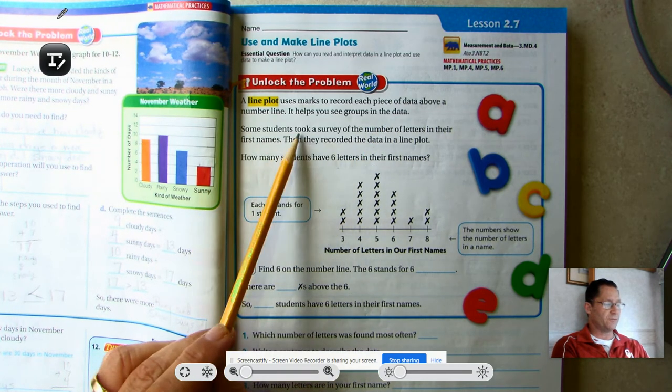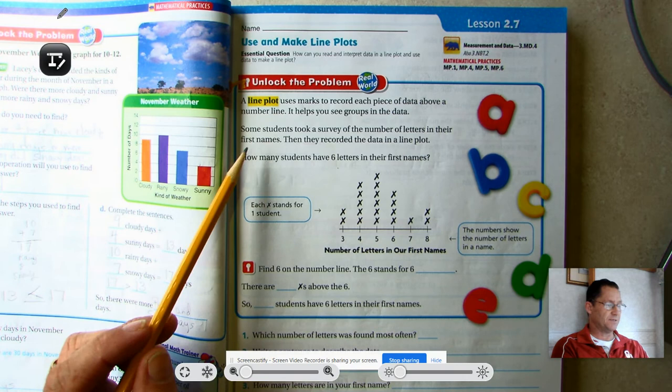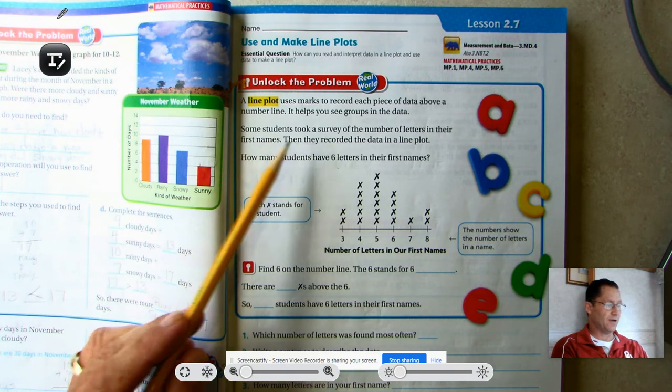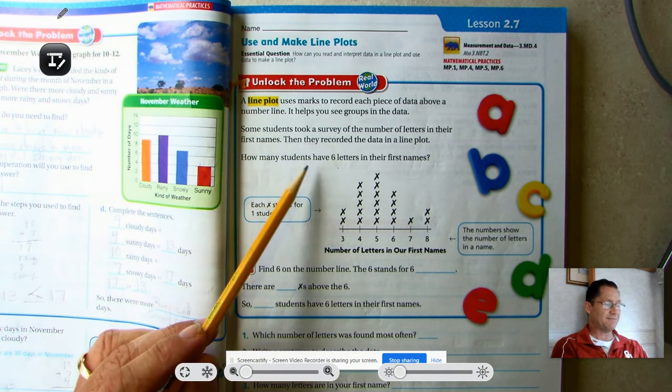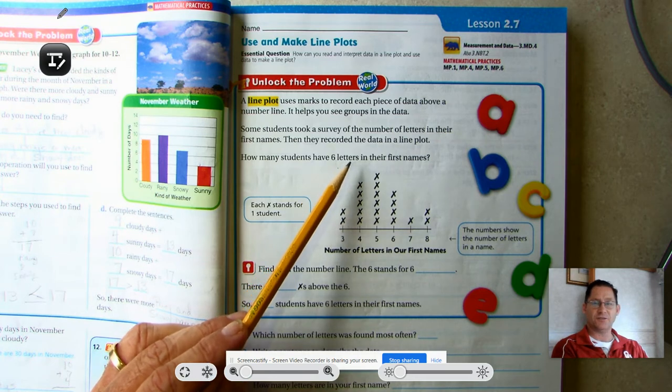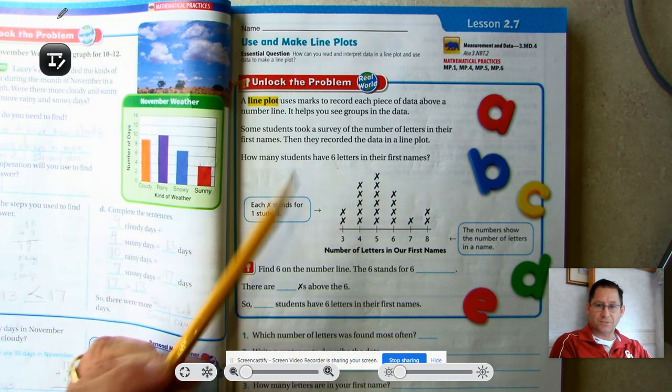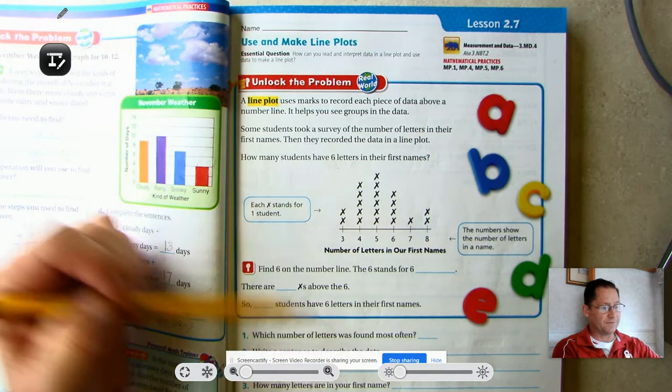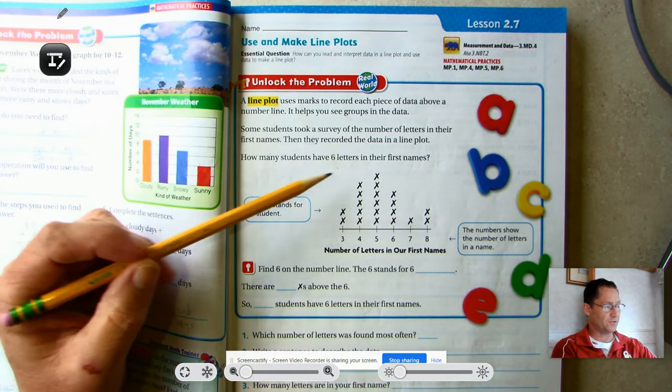Some students took a survey of the number of letters in their first names. Then they recorded the data in a line plot. How many students have 6 letters in their first names? Okay, so let's understand the different parts of a line plot first.